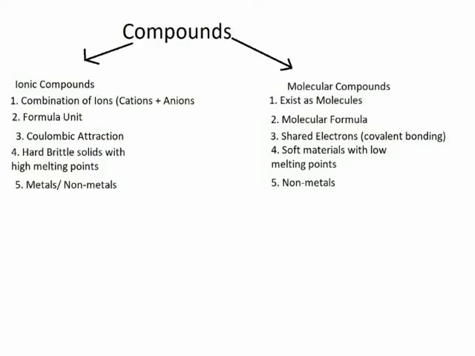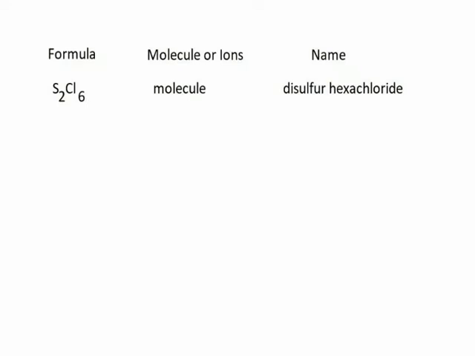And generally speaking, molecular compounds tend to be soft and low melting materials. In fact, many molecular compounds are liquids or even gases at room temperature. So in naming a compound, you first have to decide which category it falls into. For example, S2Cl6 is all nonmetals, so you'd expect it to be a molecule and you'd name it using the molecular nomenclature, disulfur hexachloride.